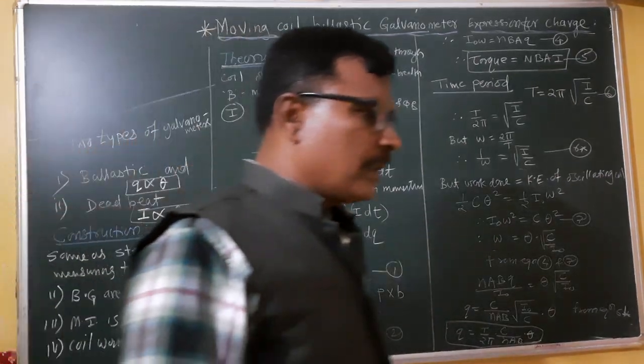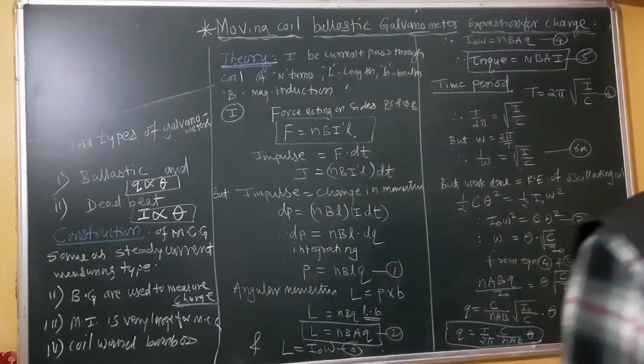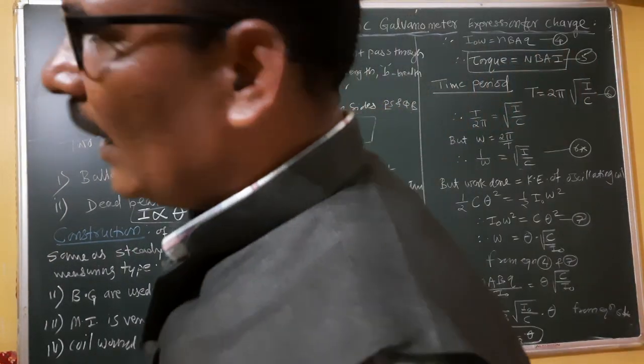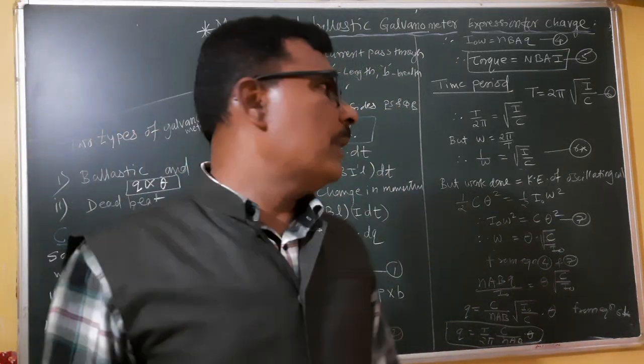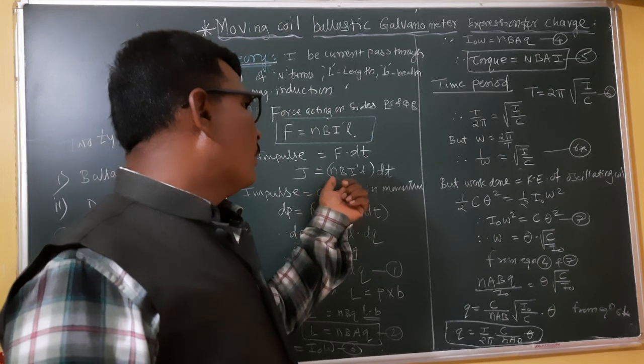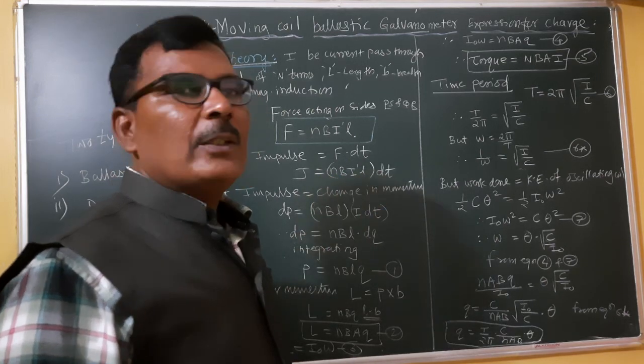Then we discuss the impulse. Impulse is the product of force and time. Here F is the force and dt is the time, so the impulse J = nBIL dt.